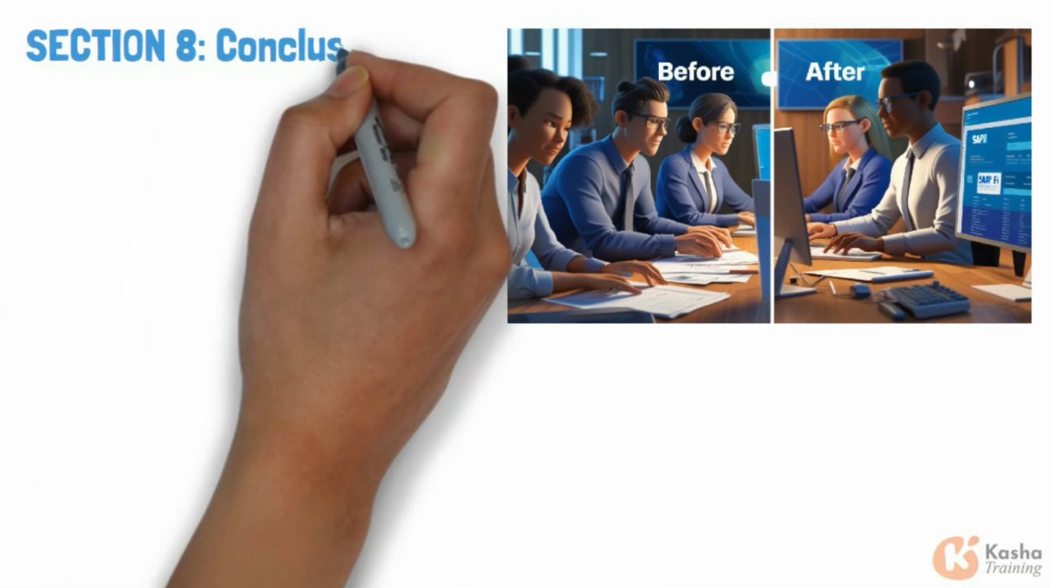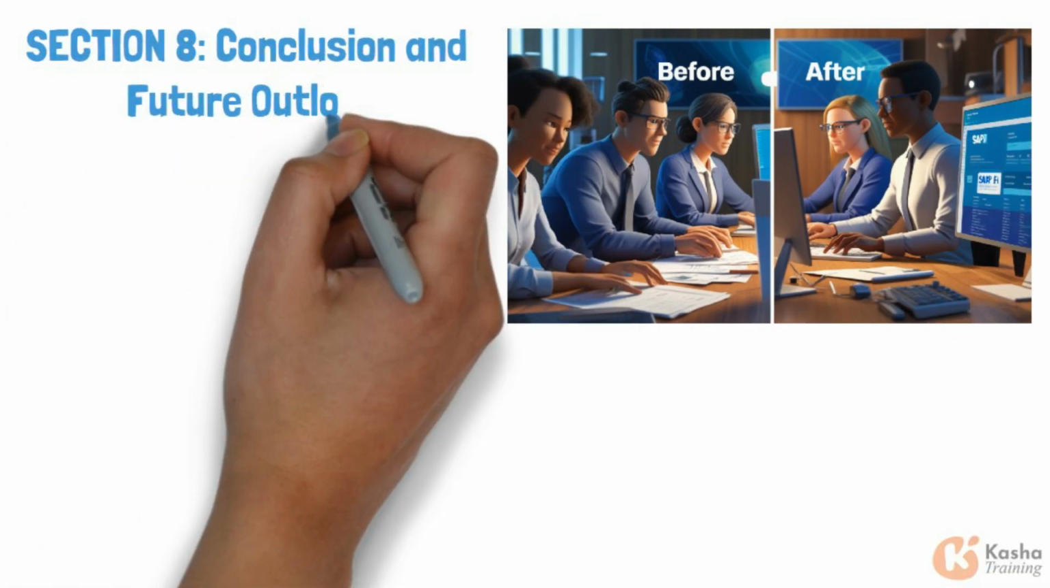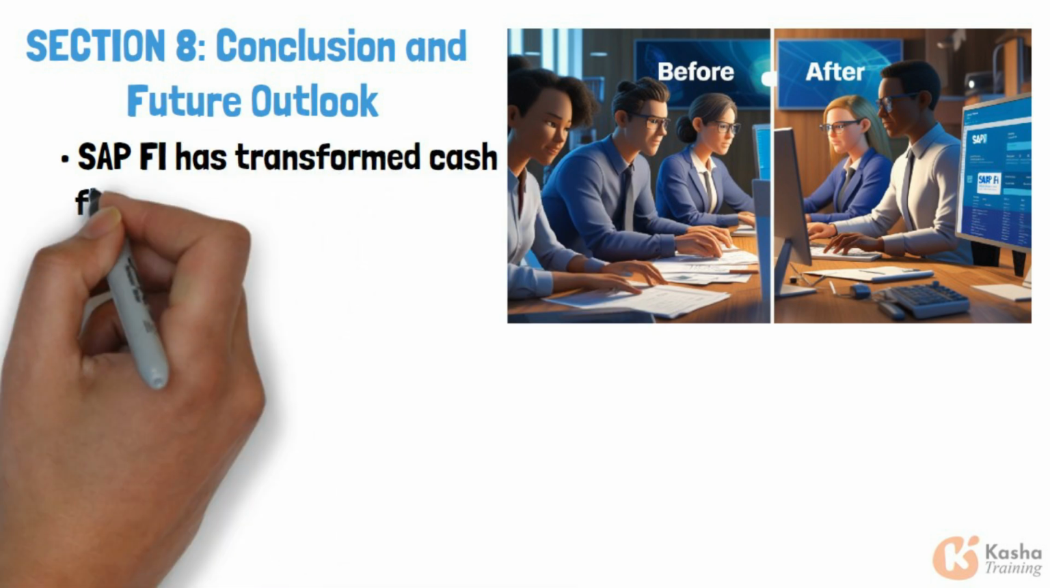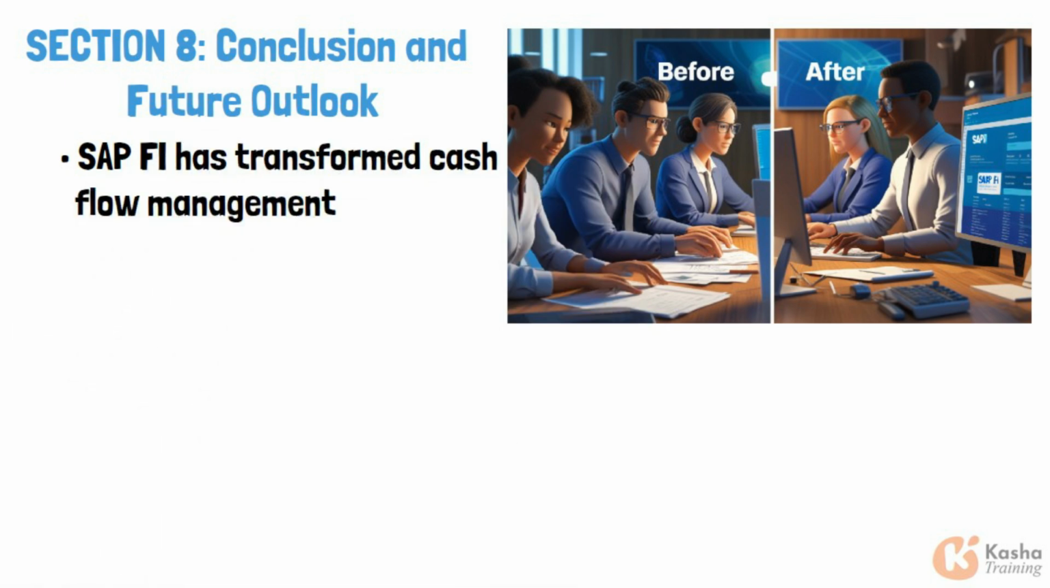Section 8. Conclusion and Future Outlook. In conclusion, SAP FI has transformed cash flow management for this retail company. By automating processes and providing real-time insights, the organization is now better equipped to navigate financial challenges and seize growth opportunities. As businesses continue to evolve, effective cash flow management solutions like SAP FI will be essential for success.